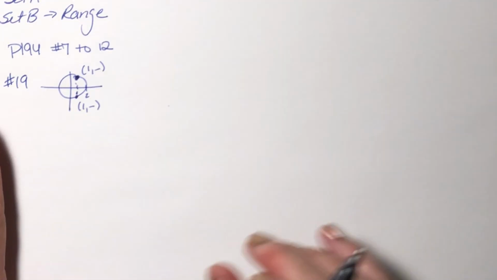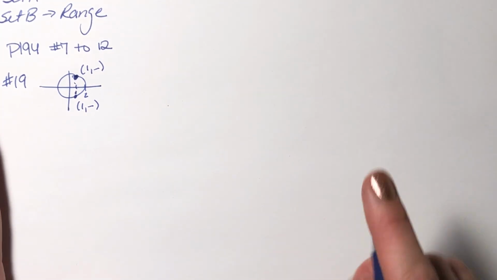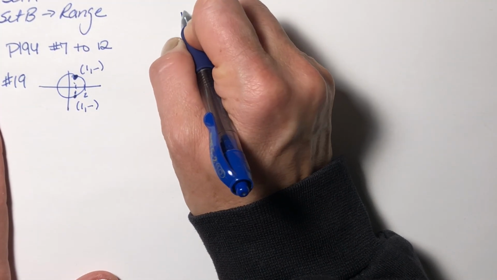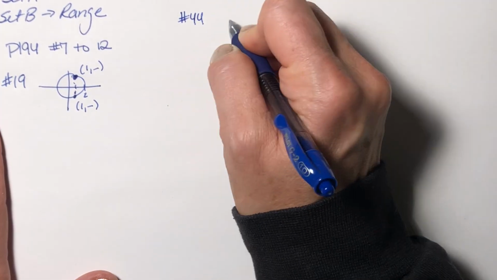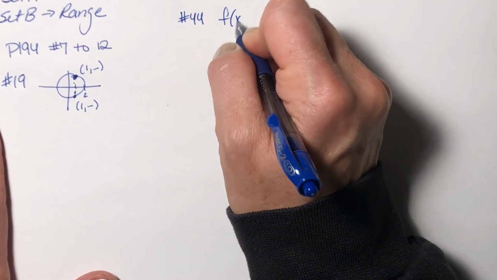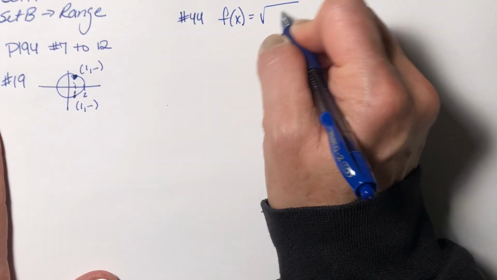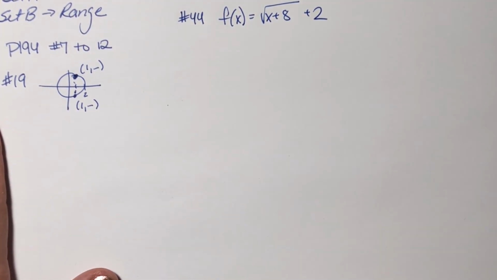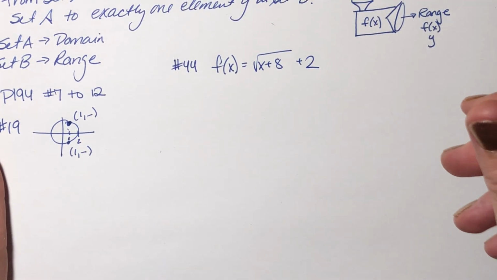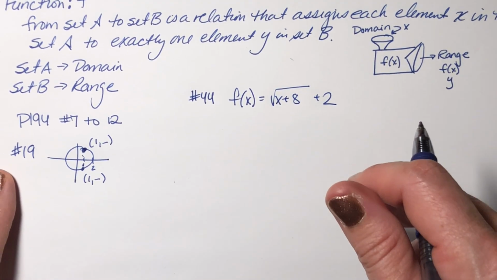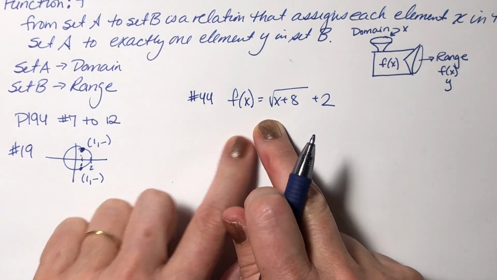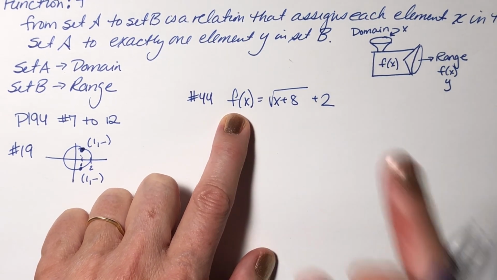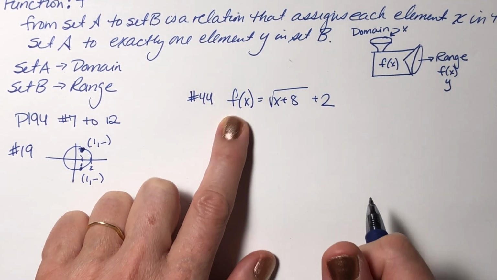Okay? Let's try something a little bit different. Let's talk about function notation. On number 44, they're giving us the function f of x is equal to the square root of x plus 8 and then an outside plus 2. So think about this problem. Oops, make sure you guys can all see it there. Sorry about that. Okay. So think about this function. f of x is saying, hey, you know what the name of the function is? It's called f. Really original.